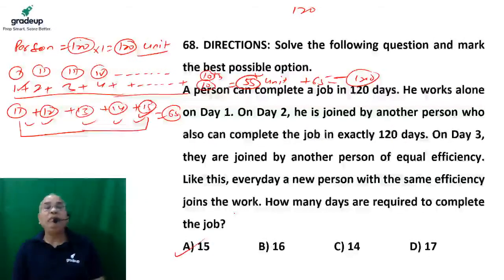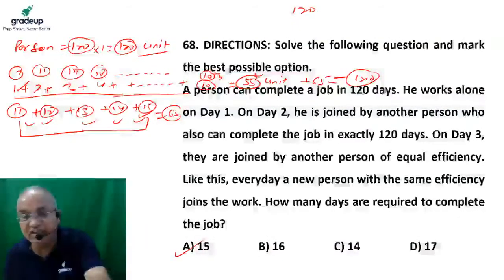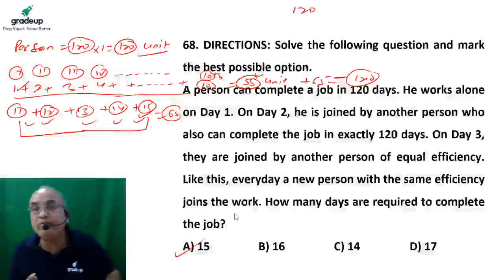Okay, so you have to add all the values from 1 to 15. It adds up to 120. So the number of days taken by them is 15. No problem at all. So you can do this question. Very easy question to do. Very, very easy. Okay. Any problem to any of you?